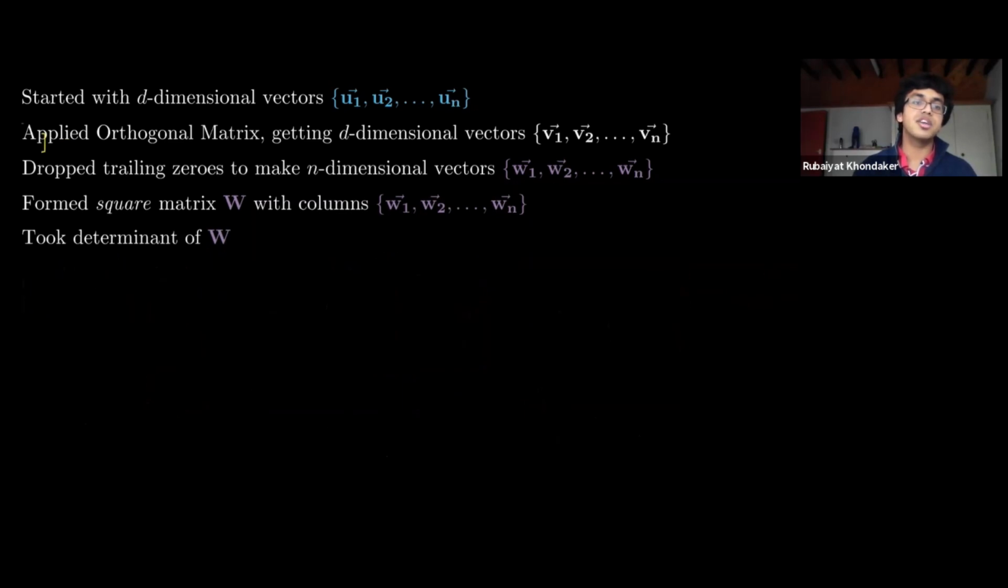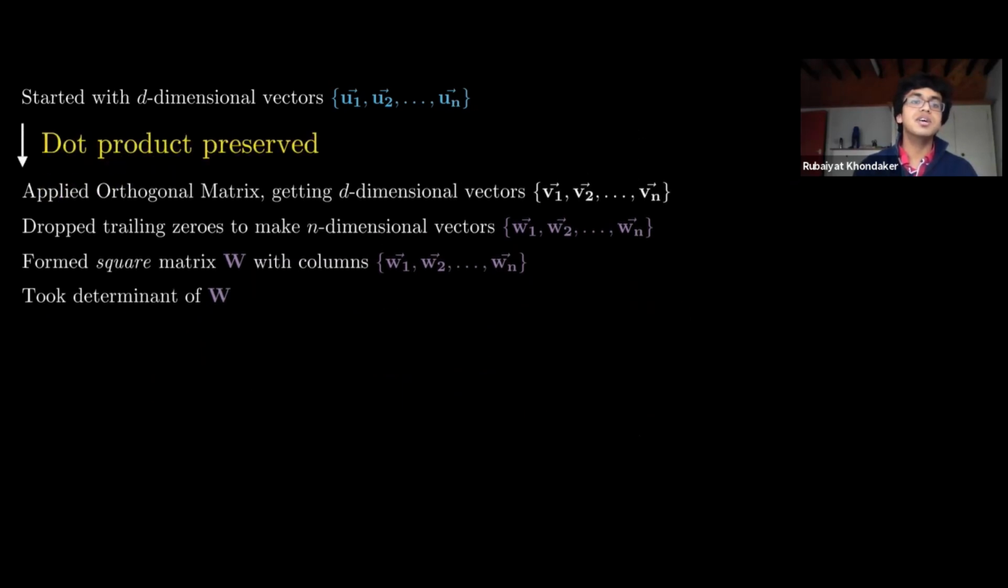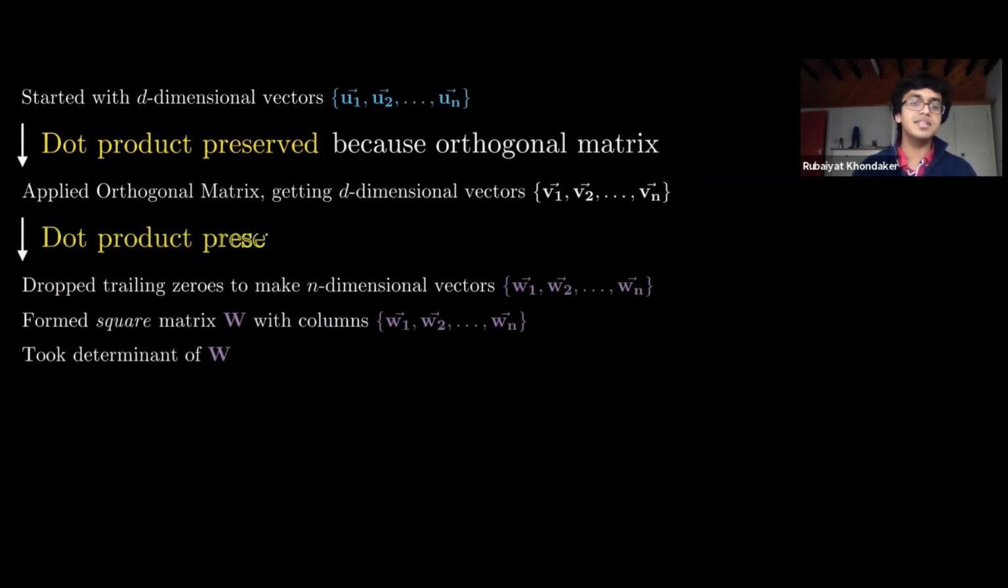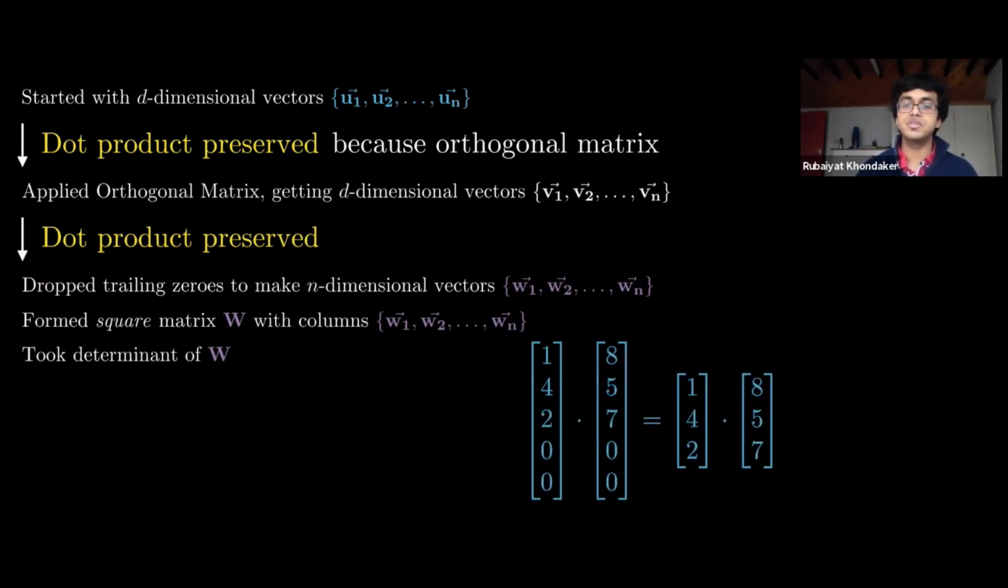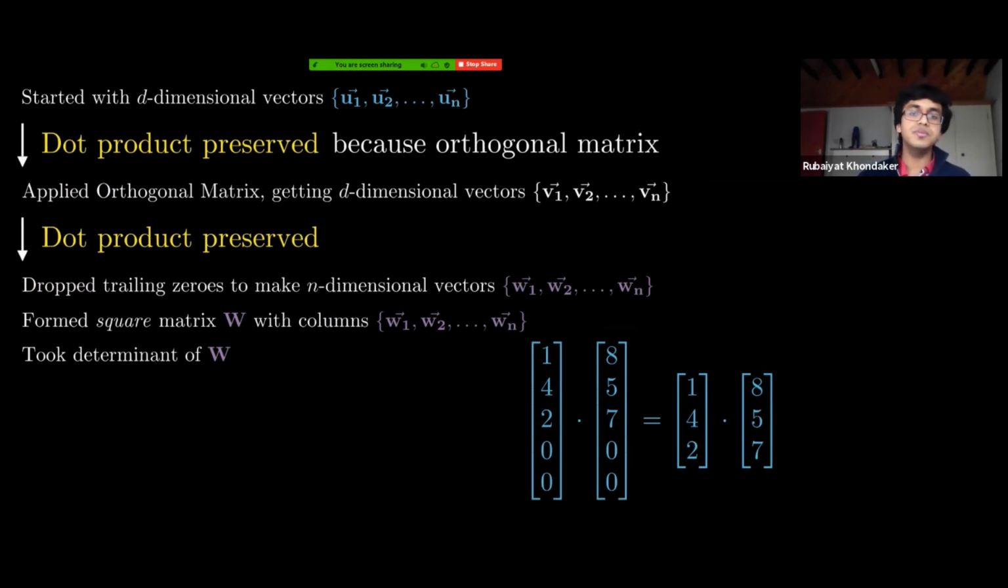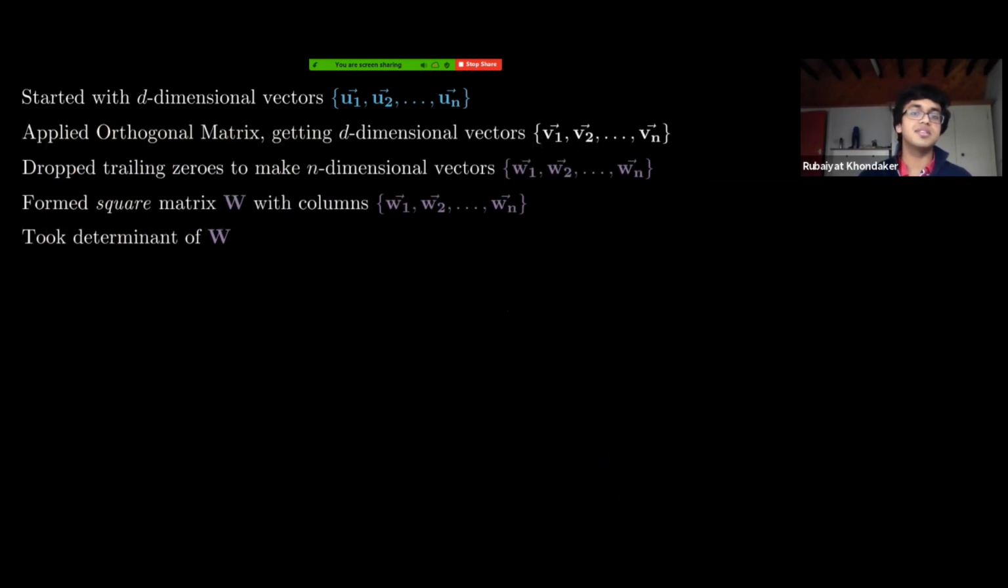What you might notice is that from the first step to the second step, the dot product between any two vectors was preserved. Because after all, we applied an orthogonal matrix, and orthogonal matrices preserve dot product. From the second to the third step, we also have dot product preserved. That's because removing trailing zeros won't affect the dot product, right? You just have 1 times 8, 4 times 5, 2 times 7, then 0 and 0 at the end. That won't contribute anything. So we have this very useful identity that u_i · u_j is always equal to w_i · w_j.